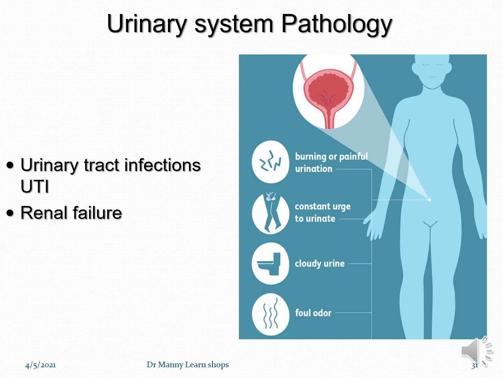If things go wrong in the urinary system, I'm only focusing on a few. You can get a urinary tract infection, a UTI, or in the severest case, you can go into renal failure. If you get a urinary tract infection, typically you'll have a burning sensation, dysuria, on passing urine. You have the urge to pass urine frequently. If you look at your urine, it's not clear. It will typically be cloudy and it will have a foul, unpleasant odour.